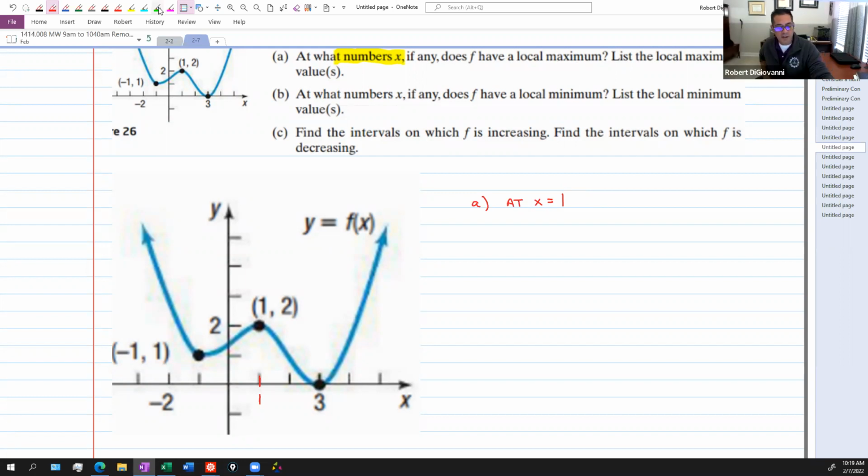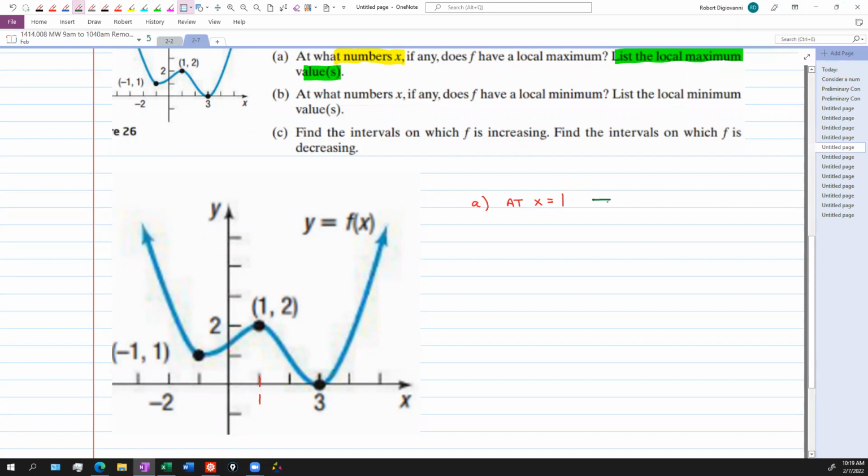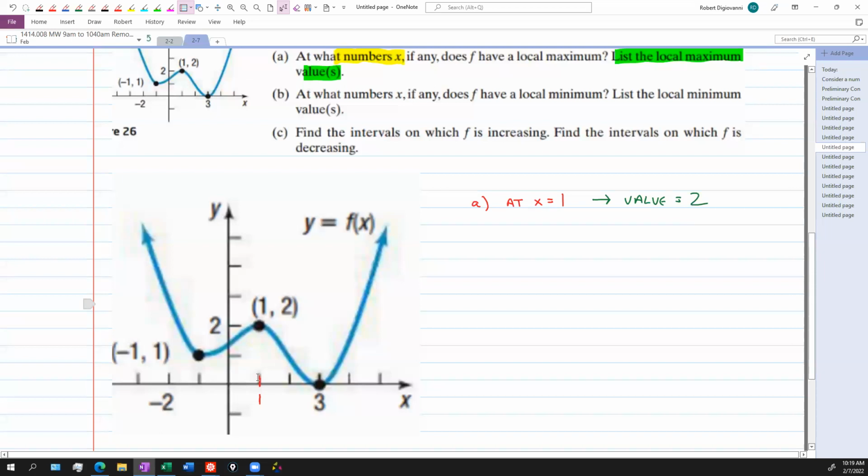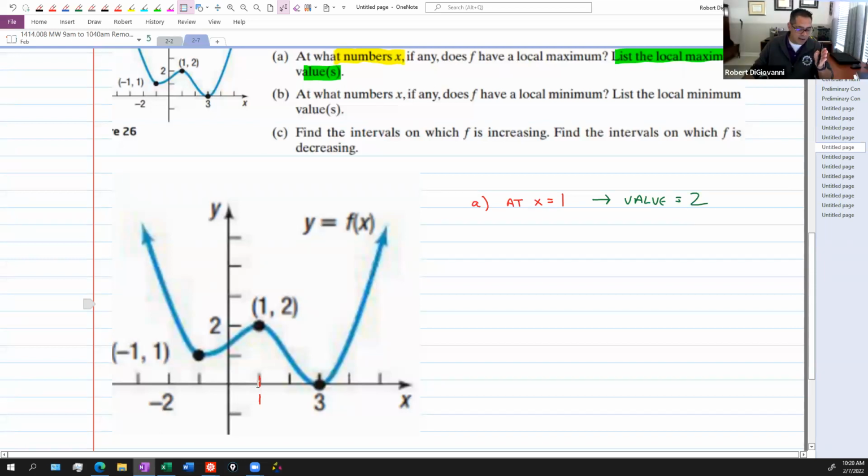Now, the second part to this says list the local maximum values. So that means it wants to know at that hilltop you're talking about, what's the value that comes out? How high is that point? So can you tell me how high it is? 2. 2, right? The value is equal to 2. Understand, everyone? It's like you're looking at that point 1, 2, and you're saying, oh, it happens at 1. That's where I have the local maximum. And the value of the function there is 2. We all understand? Any questions?